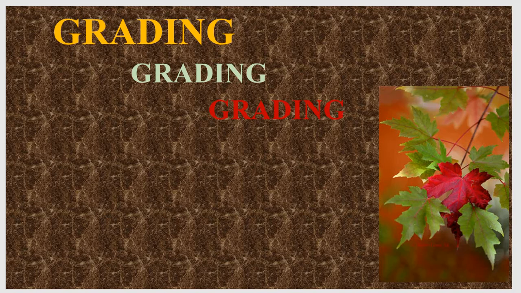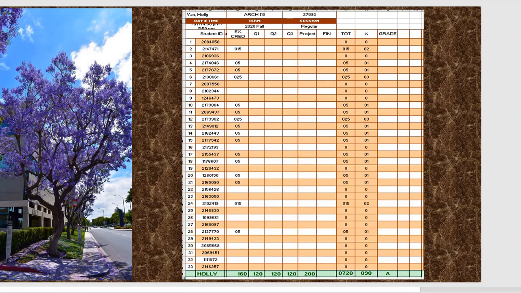Okay, so the way I am creating the grades for all of you looks like this. This is one example from Architecture 110. I have a column for extra credit, quiz number one, quiz number two, quiz number three, the project presentation, final, total credit, percentage, and finally the grade. For students, I put the ID number. I didn't show your name, so if you know your number you can check your grade. For example, yesterday you emailed me, you get 5 points for extra credit.